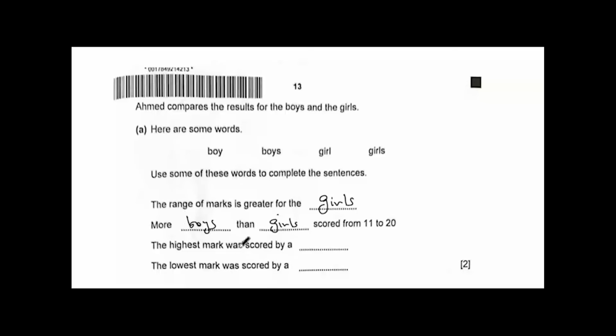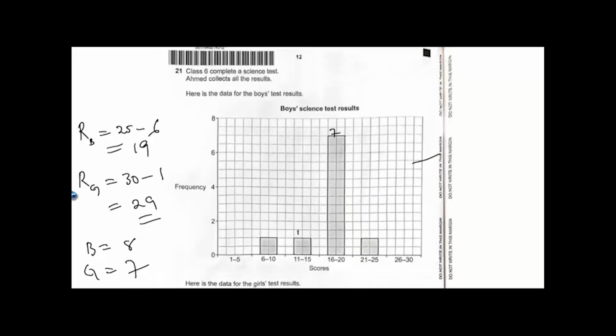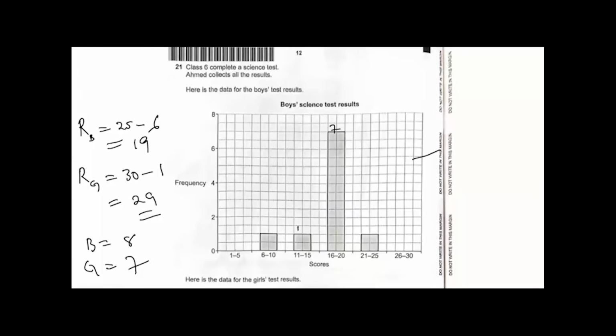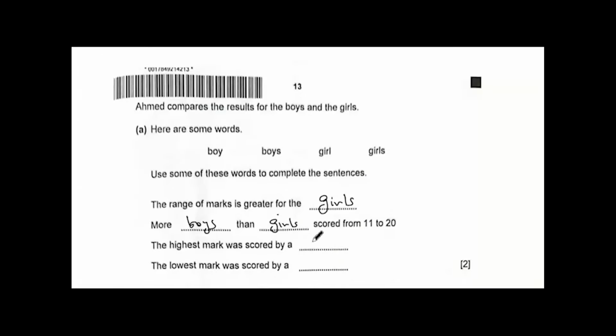So the highest mark was scored by a. Let's go back to the previous page. The highest mark for the boys is 25, and for the girls is 30. So it was scored by a girl.